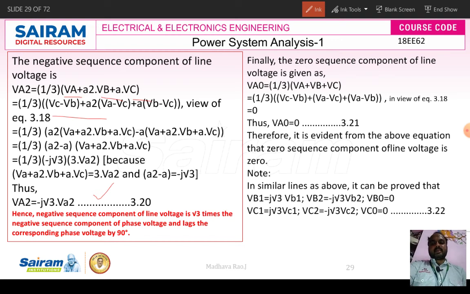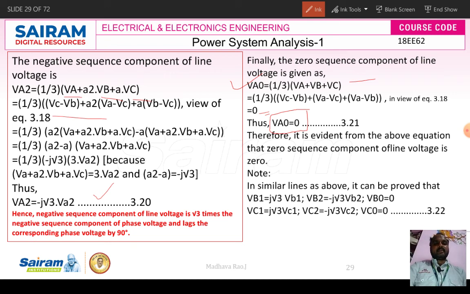Finally we can find the zero sequence component. The zero sequence component VA0 is equal to 1 by 3 into VA plus VB plus VC. Substituting VA, VB, VC in this relation, it is equal to 0. Therefore it is evident from the above equation that the zero sequence component of line voltage is 0.